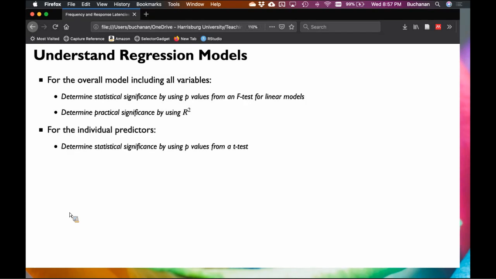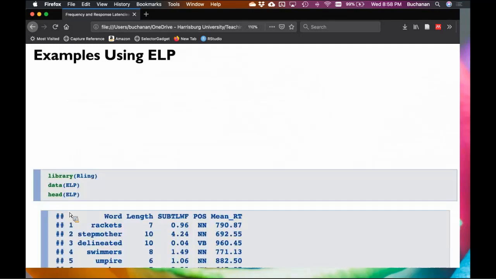For the individual predictors, we can think about p-values from our t-tests for coefficients. That tells me the coefficient is different from zero. Okay. But I can also look at practical significance by looking at a partial correlation, so PR squared. Okay. Let's just try it.